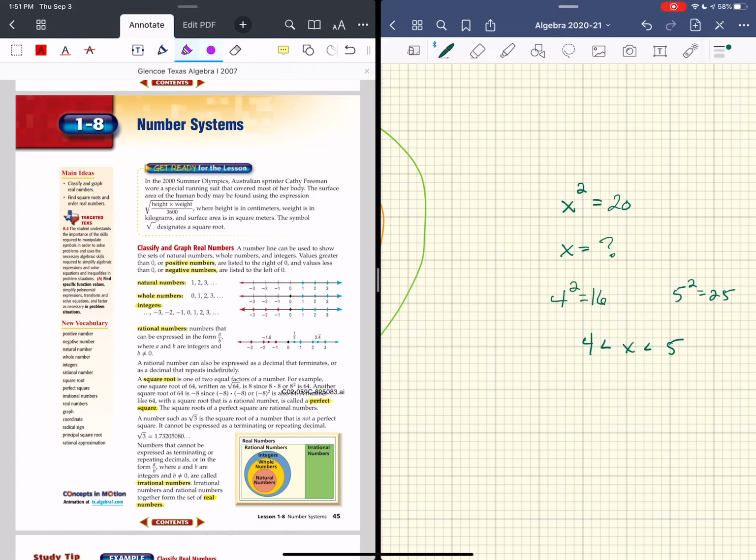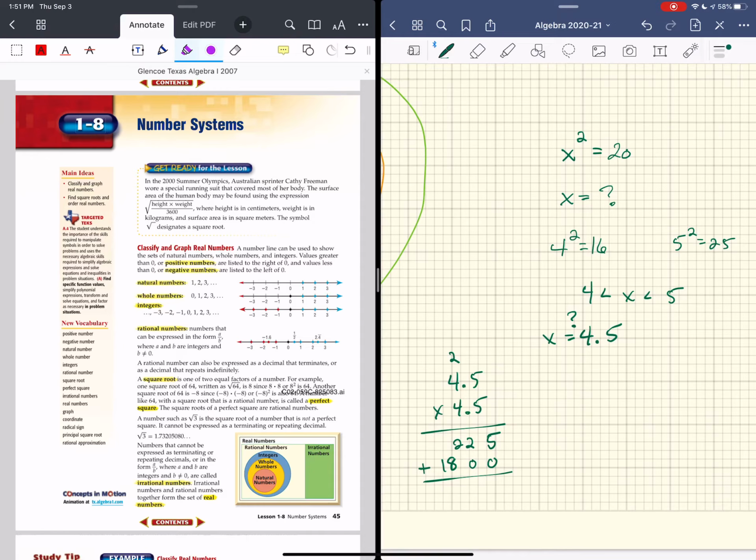Now you might guess, well, if it's between 4 and 5, is it 4.5? Is x actually 4.5? But as you multiply 4.5 times 4.5, unsurprisingly, you're not going to end up getting exactly 20, although we do get quite close. Let's see, 4 times 5 is 20, carry the 2, 18. And then we end up with 20.25. So it's just a little bit too large.